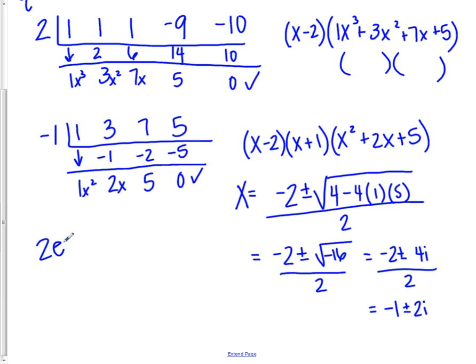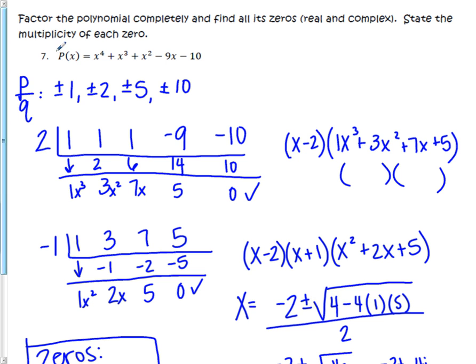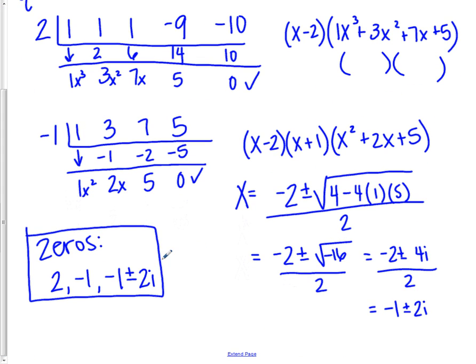So it turns out if we have to list out our zeros, we have 2, negative 1, and negative 1 plus or minus 2i. Hopefully we needed 4 zeros. Let's double check. The degree of the original polynomial was 4, so that's good. They each happen to have a multiplicity of 1, so they asked for the multiplicity. They all have a multiplicity of 1.